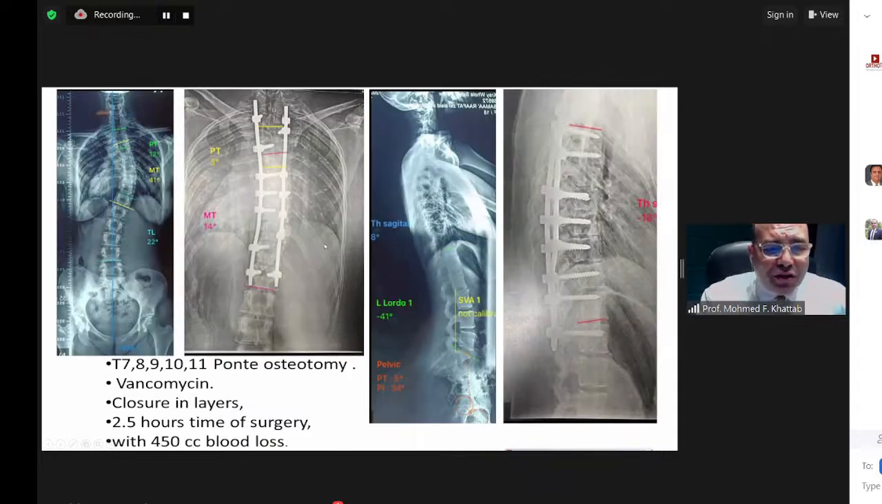And for this patient, we did 5 Ponte osteotomy to correct the coronal and the sagittal thoracic hypokyphosis as well, from 8 degree to 18 degree. And we corrected the main thoracic curve from 41 to 14 degree with low screw density constructs. And in our cases, we used routinely, while closing the wound, vancomycin powder to decrease the incidence of surgical site infection.